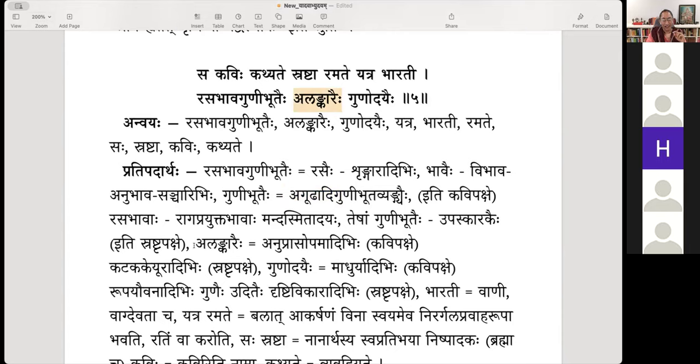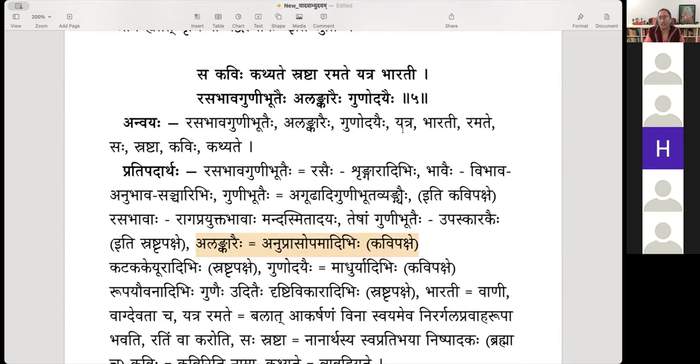Next is alankaraihi. Again, alankara, I will only look at the kavipaksha here. Okay. So alankaraihi anuprasa upamadibhihi kavipakshe. Anuprasa is a shabdalankara and upama is an arthalankara. I spoke about the kavya shariram, like how flesh and bones make up a person's body. In the same way, shabda and artha make up the body of a kavya. You can have ornaments for either the shabda or the artha. Shabda alankaras are anuprasa, yamaka, and so on. Upama, etc. come under the artha alankara section, where the meaning is being ornamented.